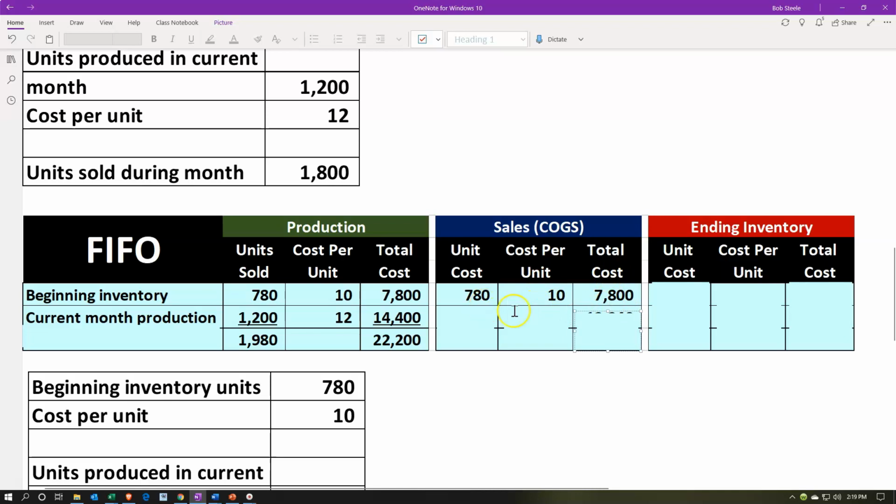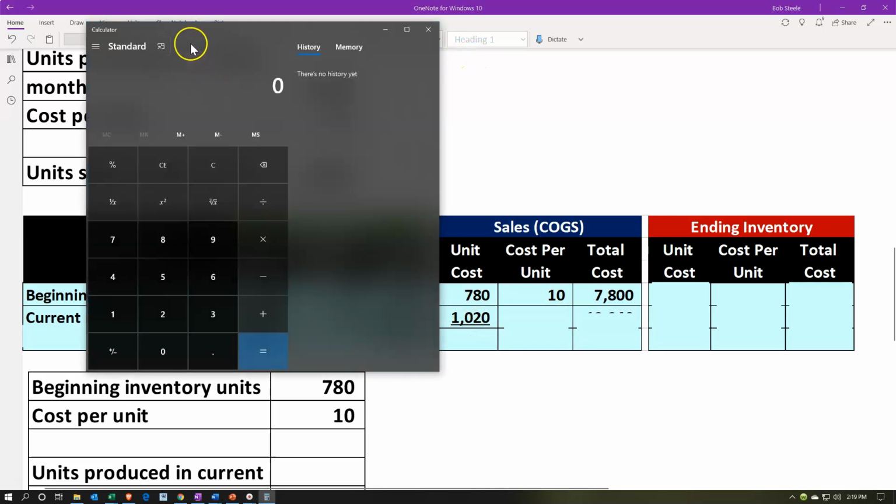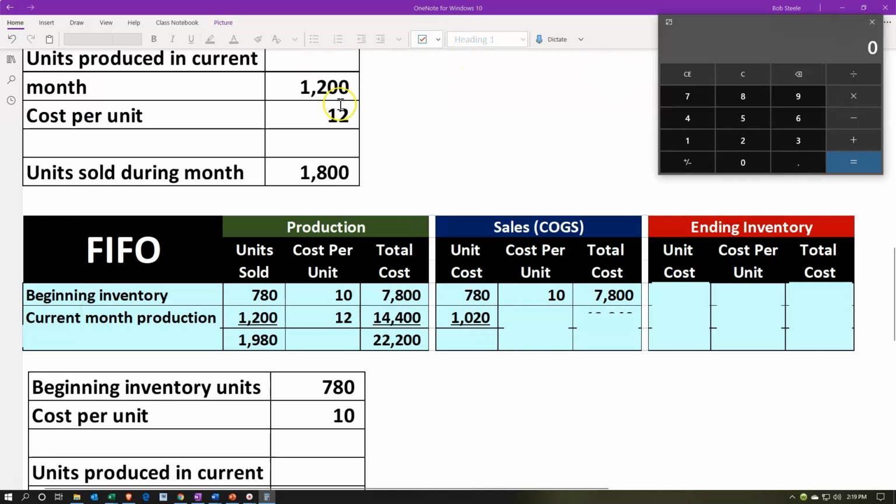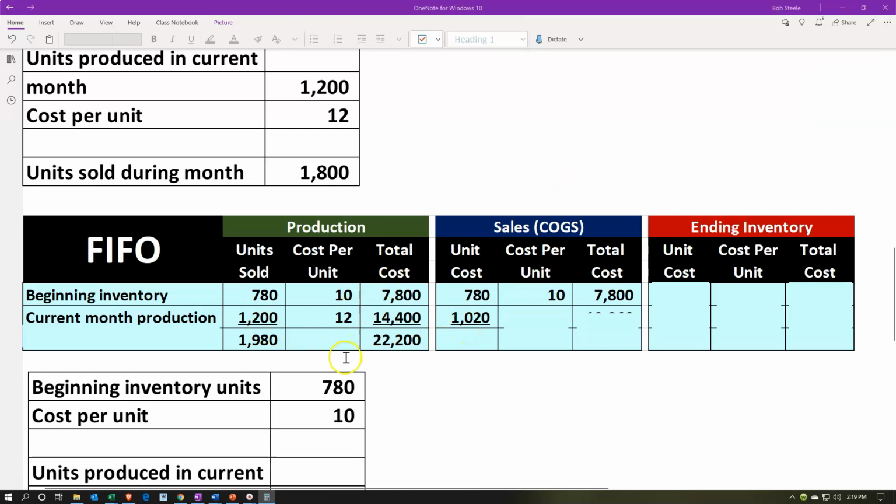So 780 units at $10. We sold all of those, and then we had another 1,020 that we needed in order to get to that 1,800 that we produced. In other words, we produced 1,800 minus the last row 780, means we cut into the 1,200 by 1,020 amount, and that's what we needed in order to get to the total 1,800.